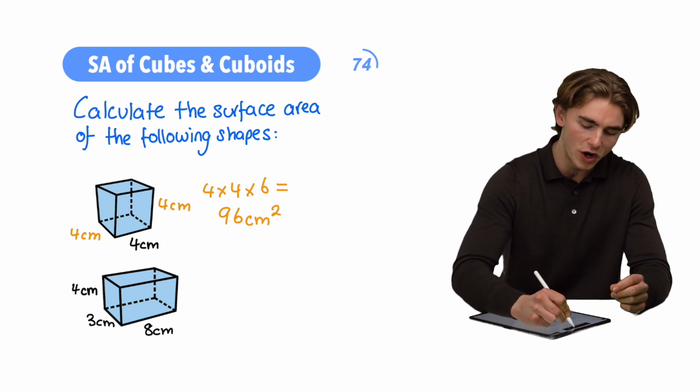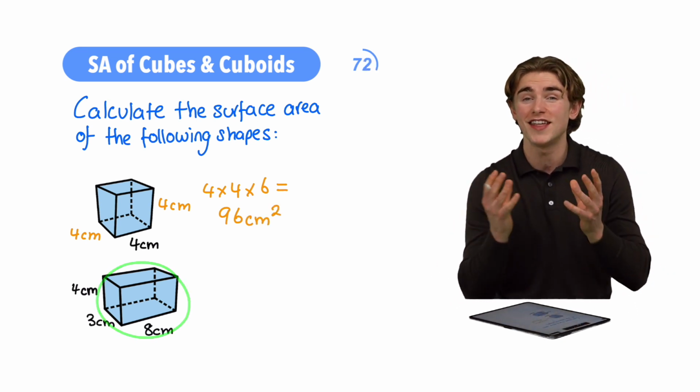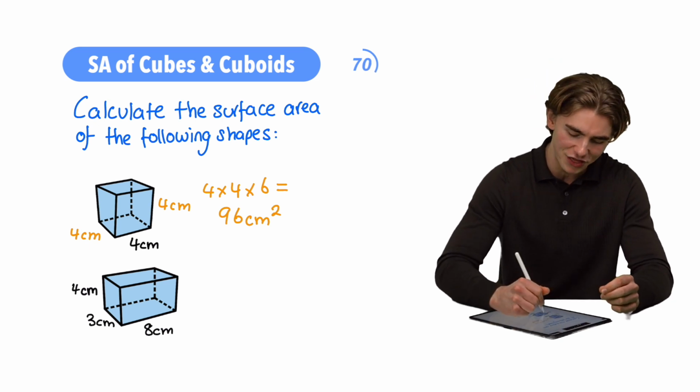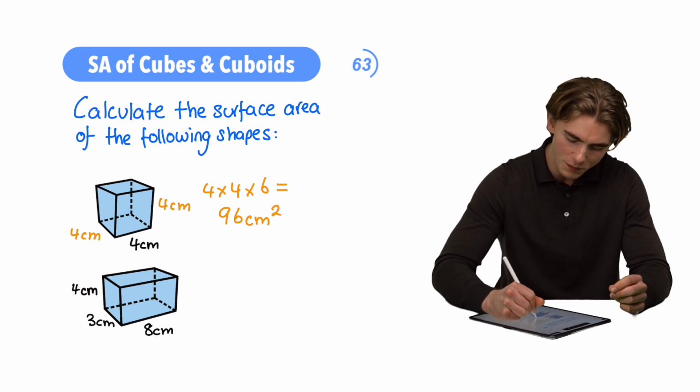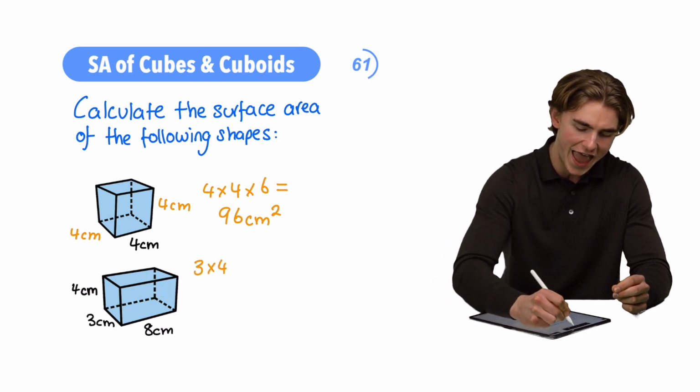What about our cuboid then? What are we going to do? Well, this time we're going to use the fact that we have 3 pairs of opposite faces, which are all at the same area. So we're going to firstly do 3 times by 4. That's going to work out the area of our end rectangle.